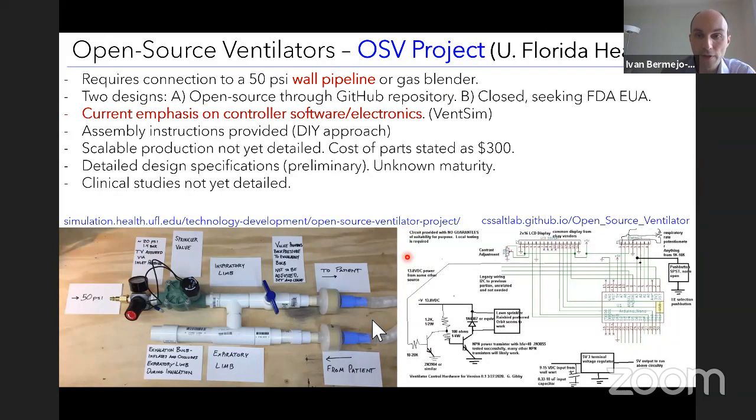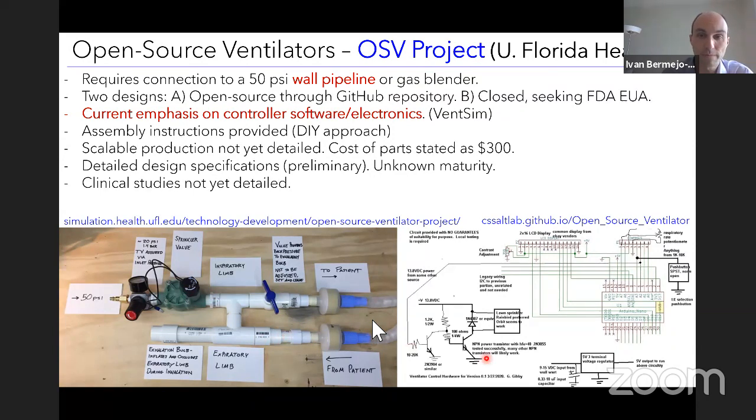There is another university project among the many that you can find in the United States. This one is called the Open Source Ventilator Project by the University of Florida, and it's a bit different from the previous three. It doesn't look at mechanically actuating an Ambu bag. It's going to take a pressurized line, the one that you can have in hospitals, for example, with a blend of oxygen and air, and then distribute that flow to the patient.